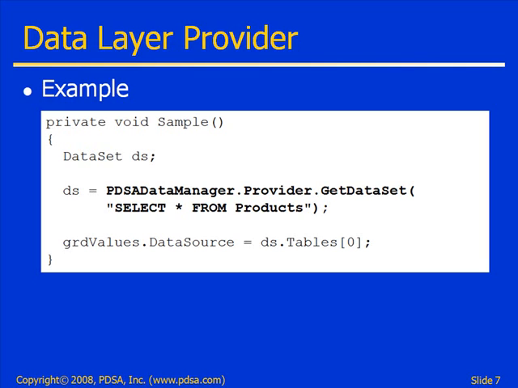Here's a little example of some code that you might use to actually use our provider to get a data set. As you can see, it's very simple. We have a PDSA Data Manager class. It has a shared property called provider, and that pulls the default provider from the config file. And then you just say get data set or get data reader, passing in a SQL statement.